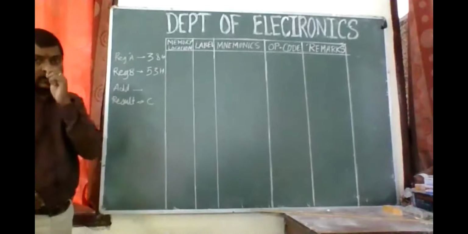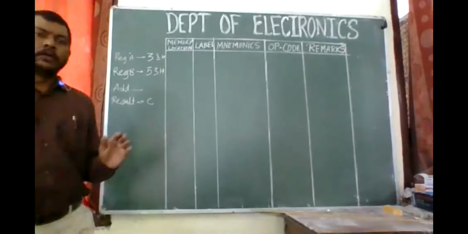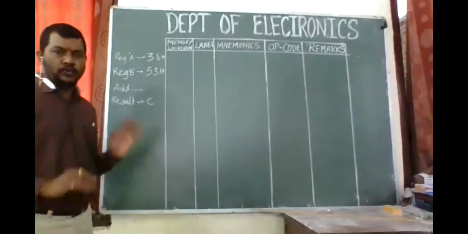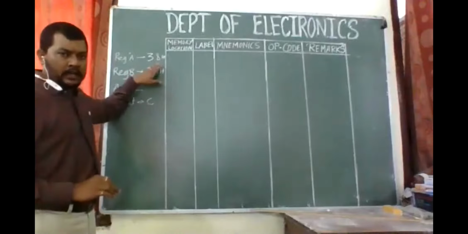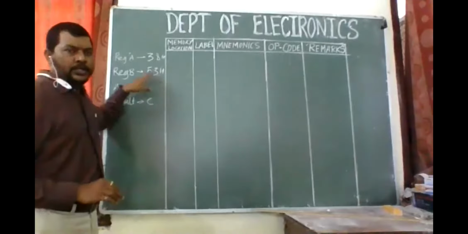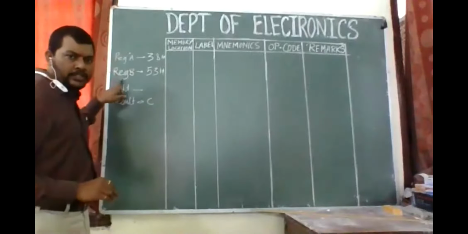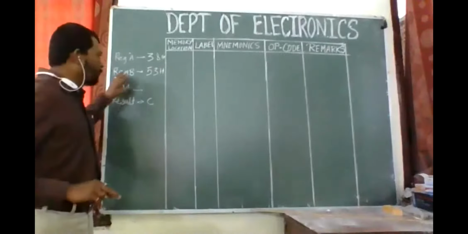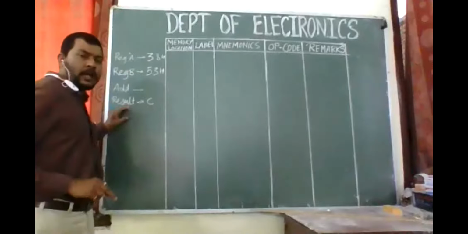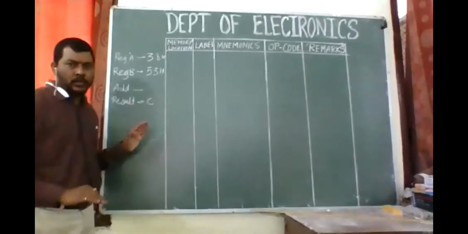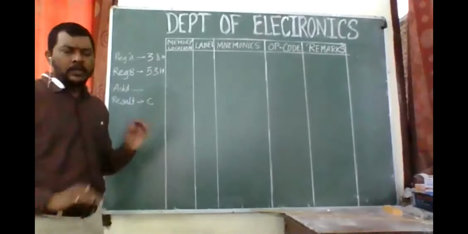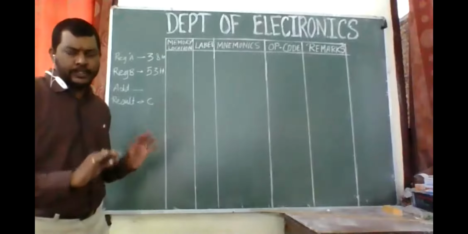This is the logic, or the analysis, of the program that we are expected to do. We have to store the data 38H and 53H in register A and register B respectively. We have to add them, and then store the result in register C. Have you understood the program? So we'll start that program. It is a simple program of addition.